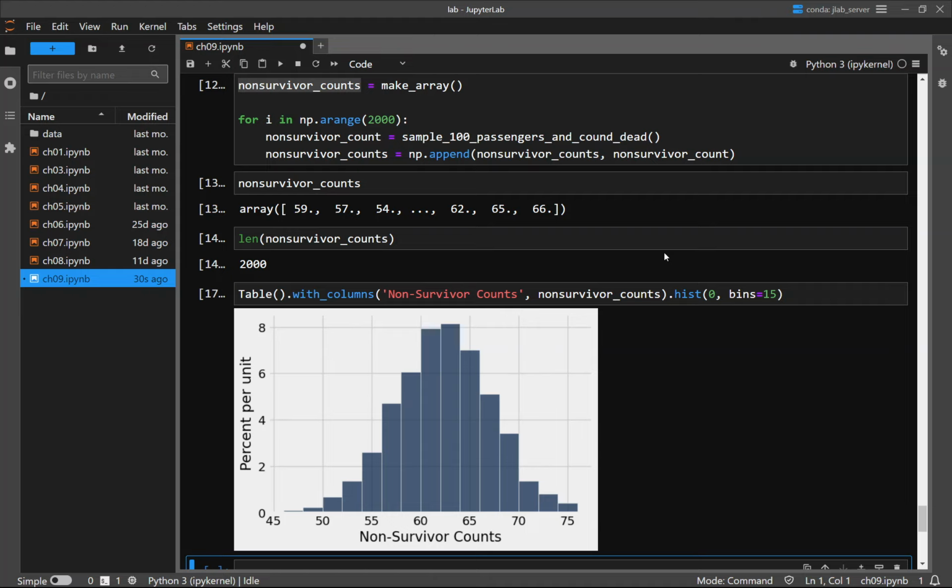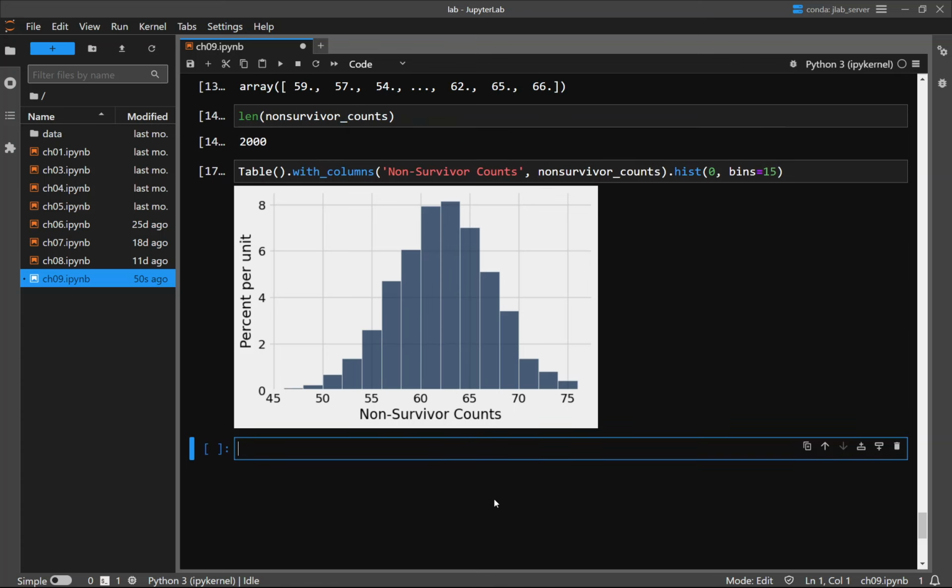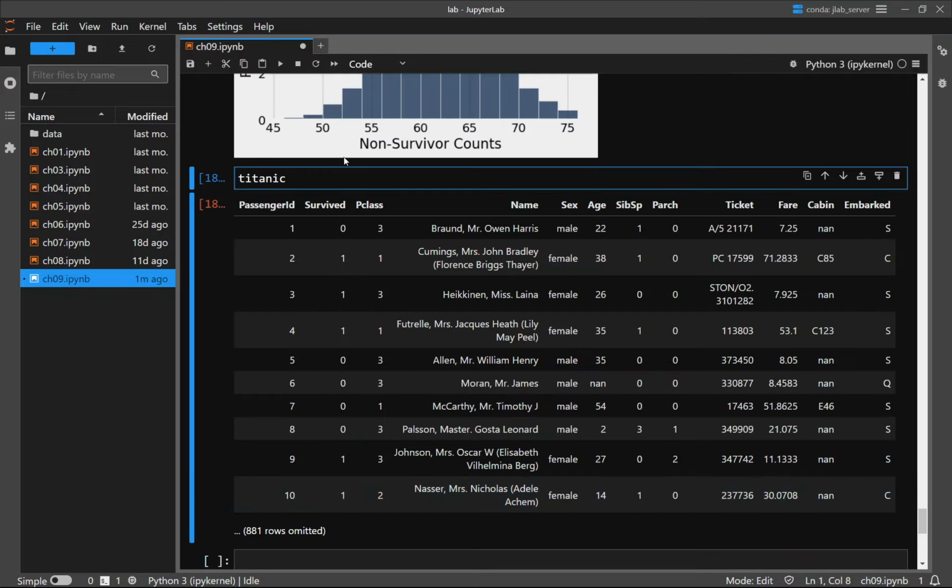A little morbid, but you better believe that this bin right here, whatever it was, like 64-ish, 63-ish, or even here, they're kind of fighting for each other randomly. One could have been bigger than the other. Around there, in between 60 and 65 is probably the true percentage of non-survivors on the Titanic. And you can totally check for that, right? You can go to Titanic. We have the survived column.